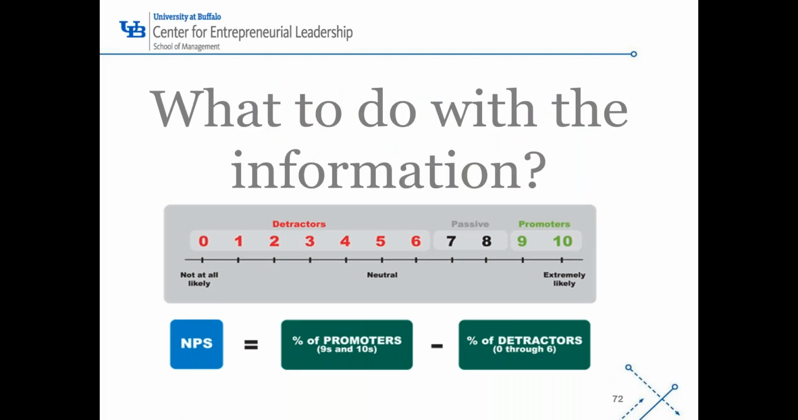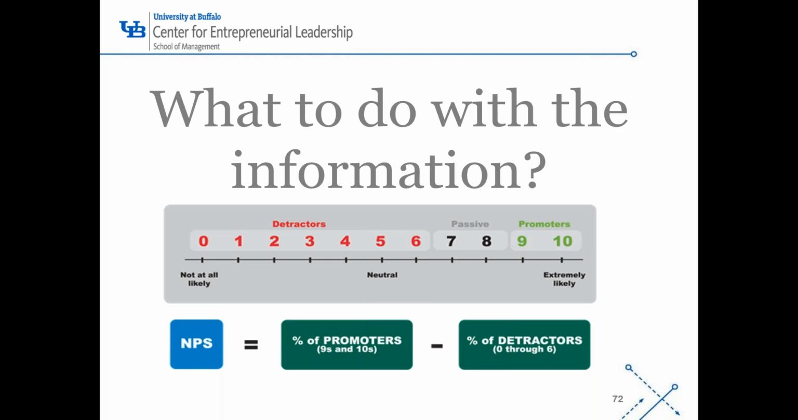So what do you do with the information? 9s and 10s are our promoters. These are our loyal customers raising their hand to say, I've got a great relationship with your company. I want to give referrals. These are the people that act on their loyalty. They stay longer, they buy more, they attract new customers. This is a group that's singing your praises. Take good care of them.